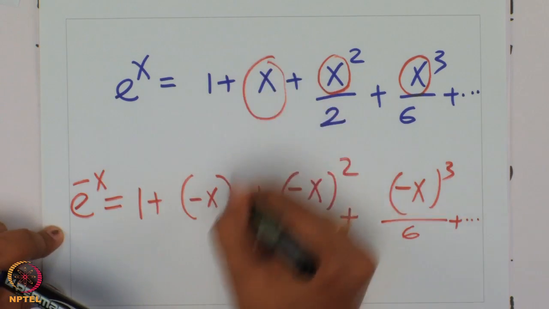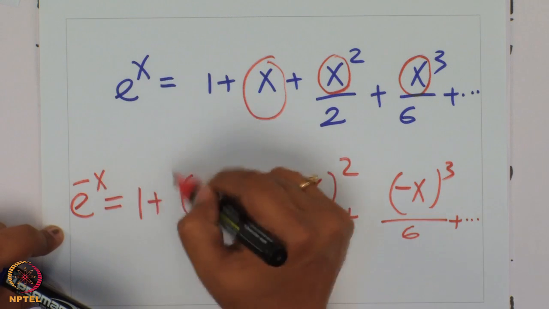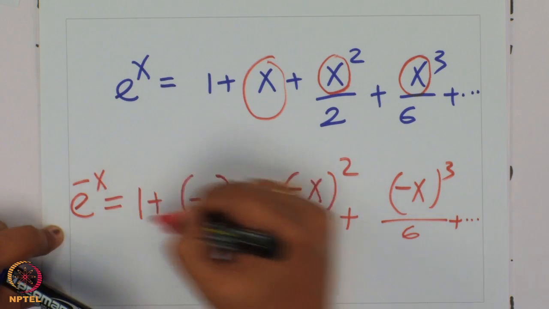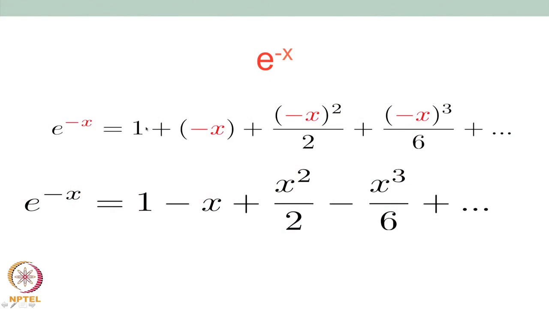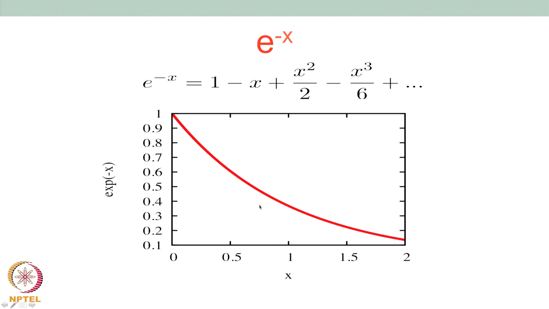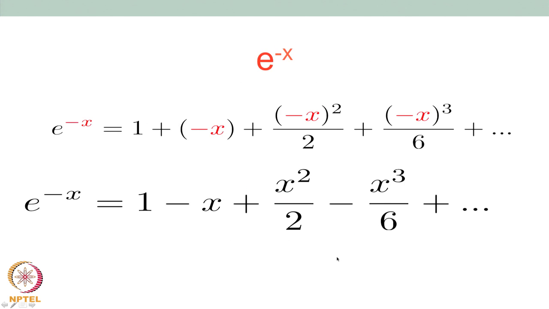So e power minus x is the same expansion. Wherever x, you put minus x. So here in e power x, this x you substitute with minus x, you get the expansion for this. So this is what I want to describe here. e power minus x is nothing but 1 plus, instead of x we put minus x, minus x square by 2 minus x cubed by 6 plus dot dot dot. Same way we had written e power x, wherever x you substitute minus x. Then if you expand this, you will realize that this is indeed this. And the thing you should remember is that this is a decreasing function and it decreases as x increases.